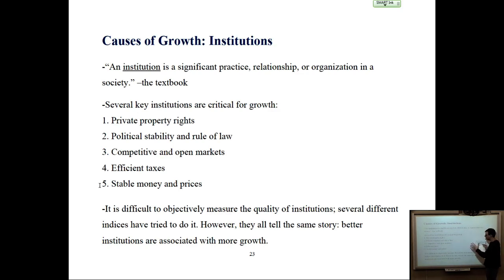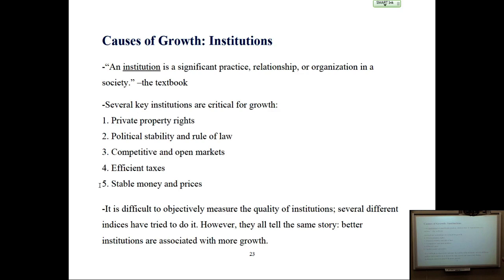So it's hard to measure these things precisely. Like, what does it mean to have 0.8 units of property rights? Or what does it mean to have 0.5 units of political stability? Doesn't make a whole lot of sense. So what often happens is these researchers will try to develop some kind of index of institutional quality, and there is some subjectivity in there.